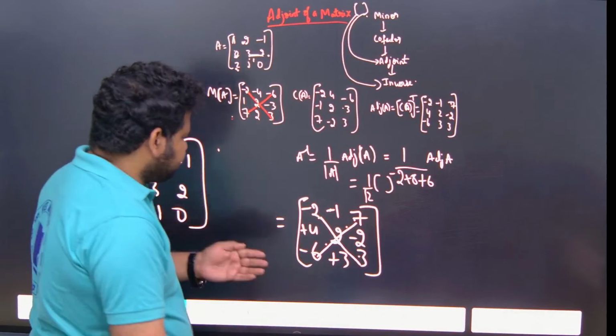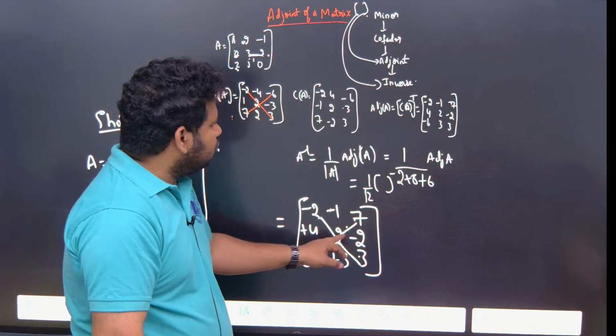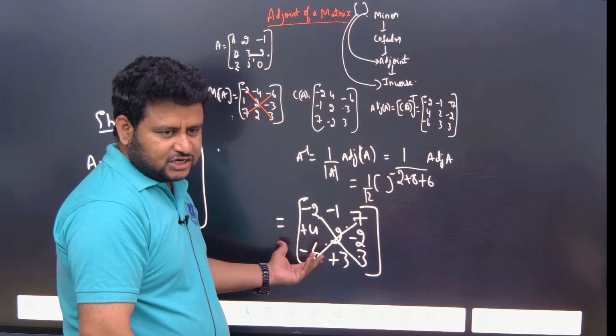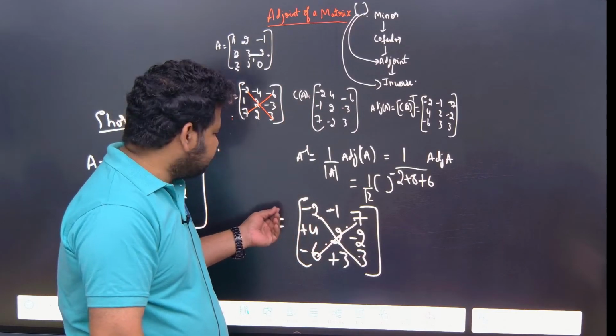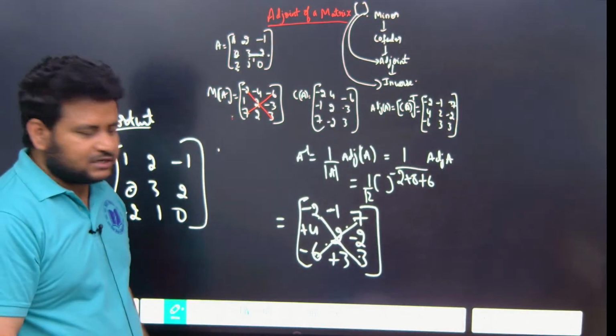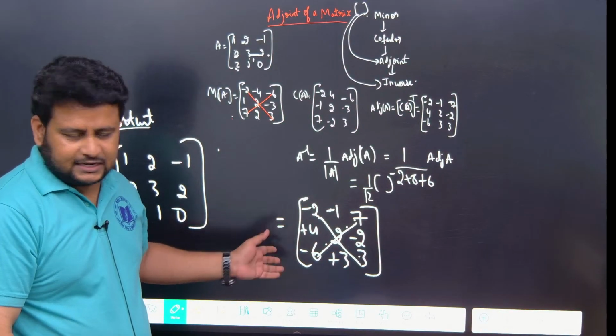Now, what did we get here? Minus 2, minus 1, 7, 4, 2, minus 2, minus 6, 3, 3. We got the adjoint matrix. We want A inverse. A inverse means we have to divide this adjoint matrix by the det. How to find det?